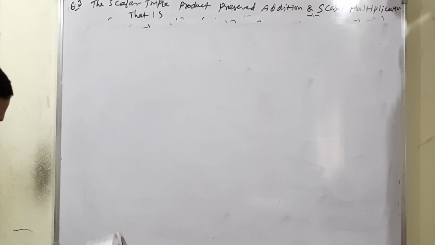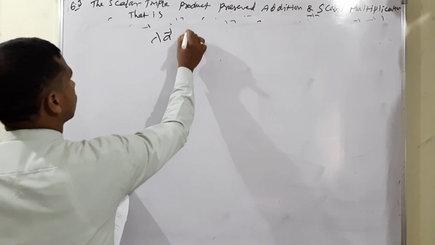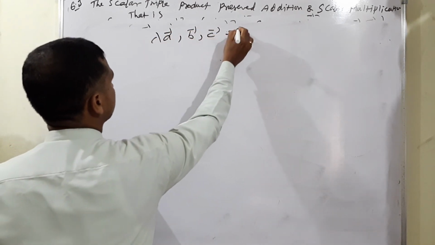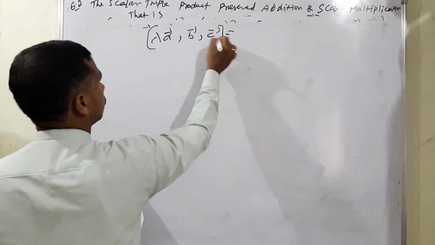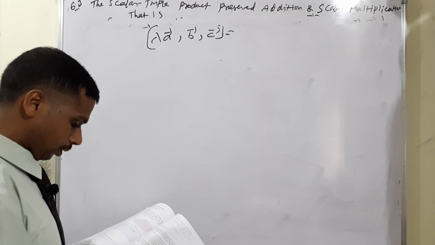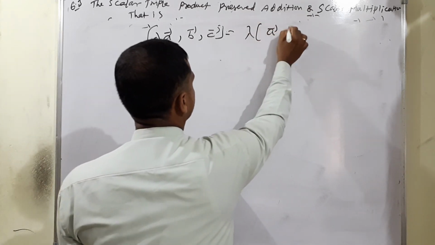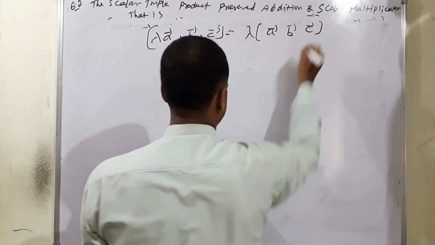Okay. Moving to the second one, the sixth one. Lambda A vector, B vector, C vector is equal to lambda outside as a common term, inside A vector, B vector and C vector.